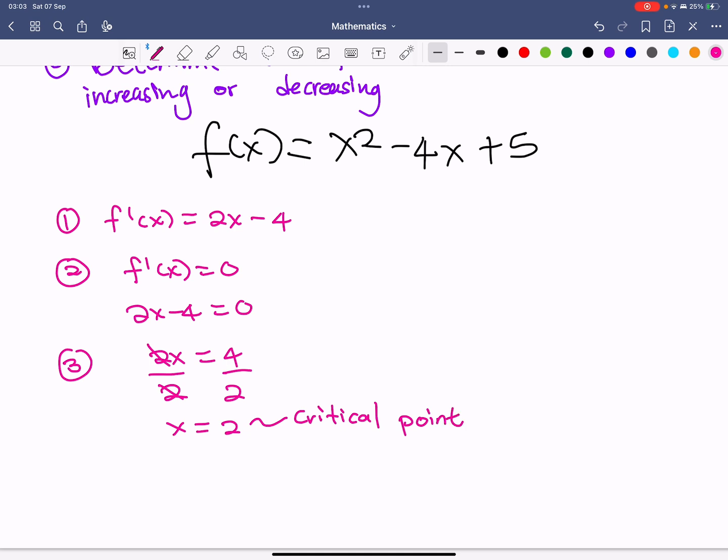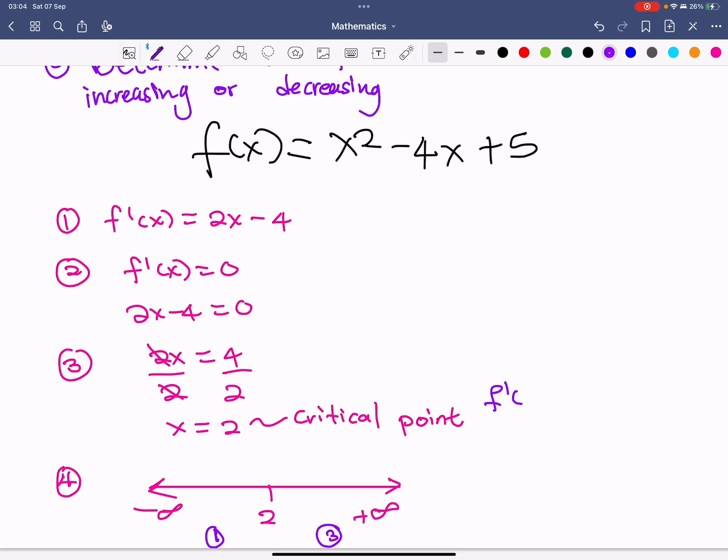Step number 4 is to plot the number line, with minus infinity and positive infinity, and you plot the 2. Step number 5, on the same number line, we determine where the function is increasing or decreasing. We look for a number between minus infinity and 2, like 1, and another number between 2 and positive infinity, like 3. I'm going to substitute these numbers into the derivative and check whether I get a positive or negative answer.